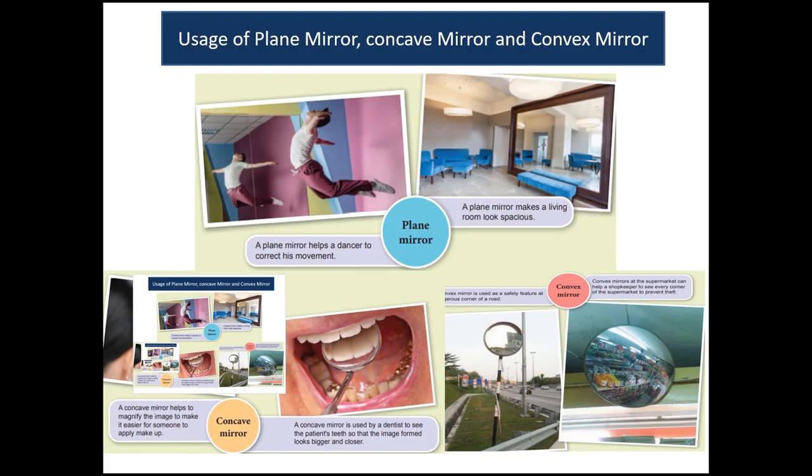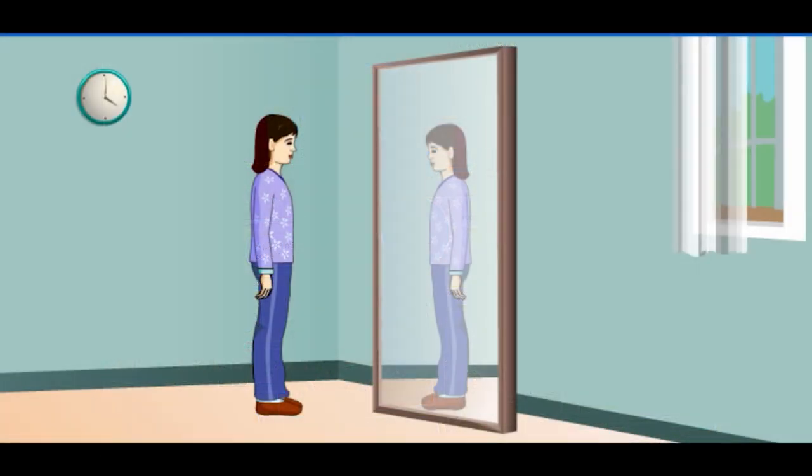Different types of mirrors form different types of images. Therefore, different types of mirrors have different usages. We look at mirrors every day to groom ourselves. We look at mirrors to make sure our hair is combed right, our face looks good, and our dress is smart. The mirrors we use are plane mirrors.